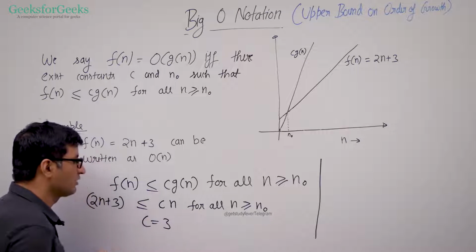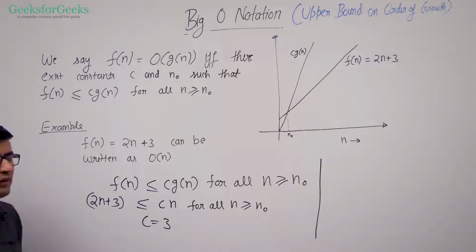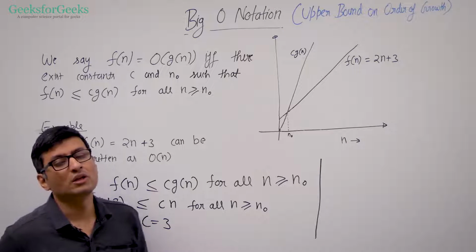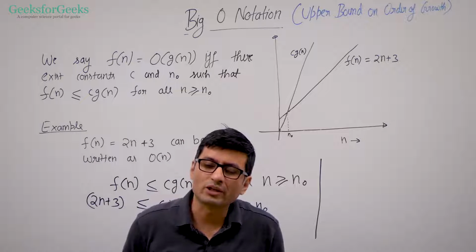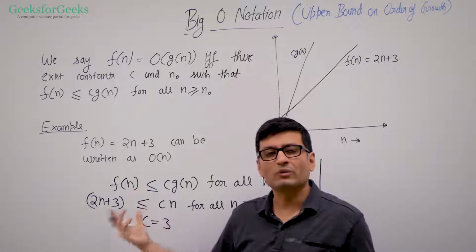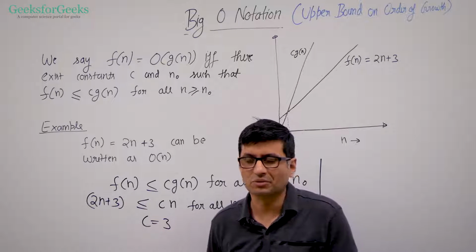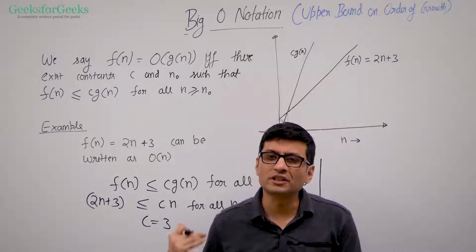It's always going to give you a valid n naught. So now we have found c equal to 3. We need to find n naught. So what we do to find n naught is we put this value of c in our expression, and we find for what values of n greater than this n naught this condition is true. So let's put c equal to 3 in this expression.